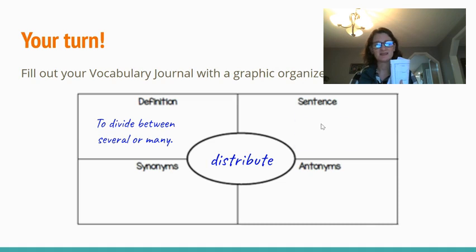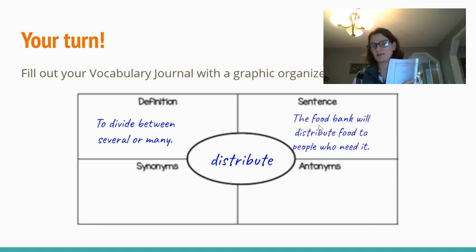And then use it in a sentence. You could use one of the sentences from the video in the slideshow, or you could make up your own sentence that uses the word distribute. So I've just copied the one here from the video. The food bank will distribute food to people who need it, which means to divide the food up between people who need it. Okay, so do that for all 5 words, please, in your vocab journal today, and that will set you up to be ready to talk about synonyms and antonyms tomorrow.